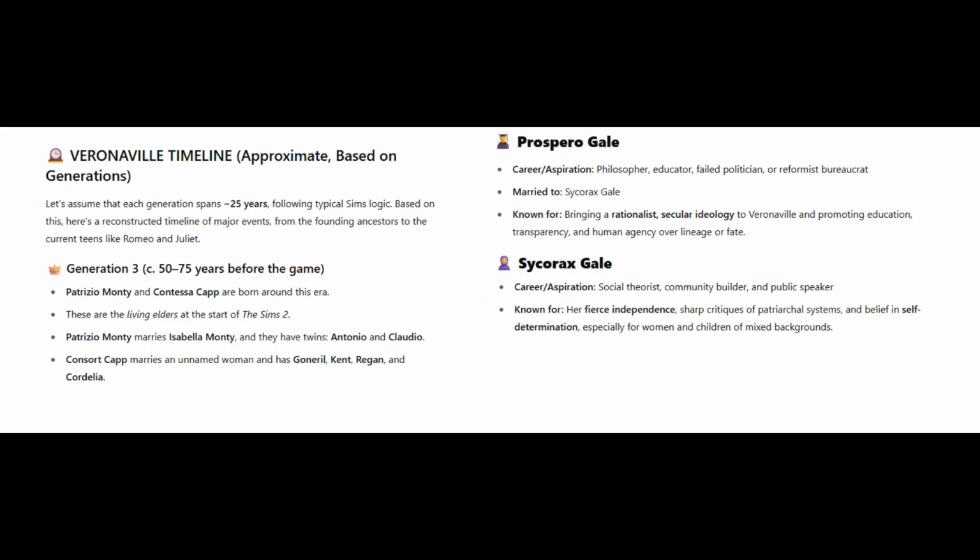So, when it comes to Prospero and Sycorax, he was most likely some sort of philosopher, educator, failed politician, or a reformist bureaucrat. He could have been known for being a rationalist, secular ideologist to Veronaville and promoting education, transparency, and human agency over lineage or faith, where Sycorax was most likely some sort of social theorist, community builder, and public speaker, whose fierce independence, sharp critiques of patriarchal systems, and belief in self determination, especially for women and children of mixed backgrounds, made her stand out.